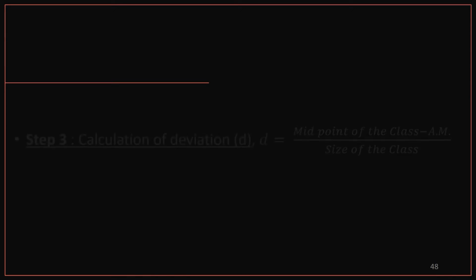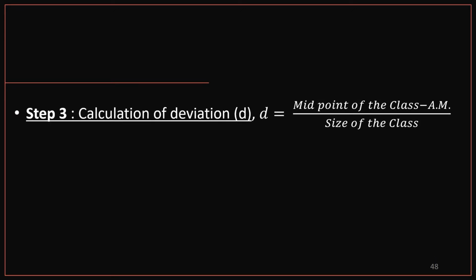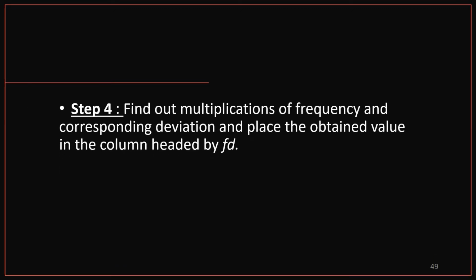And in step 3, calculation of deviation, that's called D. So D or deviation is midpoint of the class minus assumed mean divided by size of the class. So here size of the class is 5 so far as our example is concerned. Then step 4, find out multiplications of frequency and corresponding deviation and place the obtained value in the column headed by F into D. We will discuss it further.